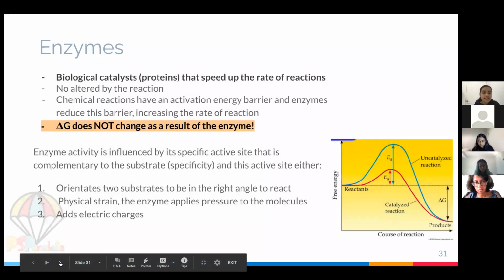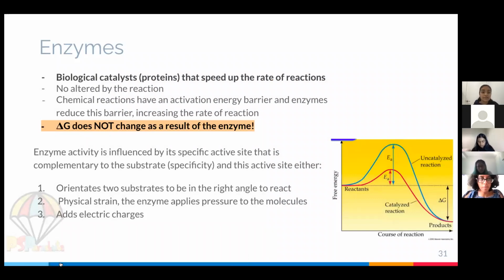Yeah, so enzymes are basically biological catalysts. They're proteins and they speed up the rate of reactions. Now, how do they speed up the rate of reactions? As you can see on the image on the right, the EA is the activation energy, and that's the energy barrier needed for the reaction to occur. What enzymes do is reduce the activation energy barrier needed, and that means the reaction can happen at a faster rate.